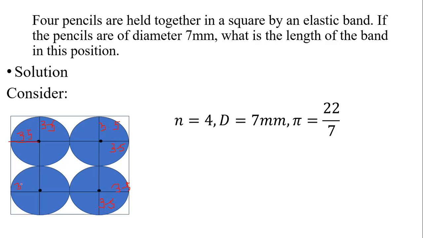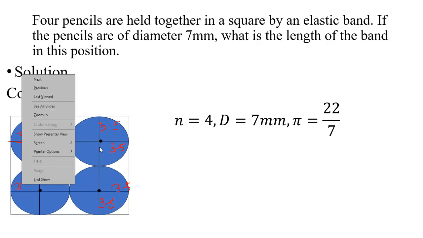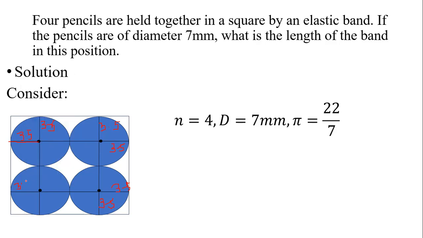Now we have 4 circles touching the band. So my n is 4, and the diameter is 7.